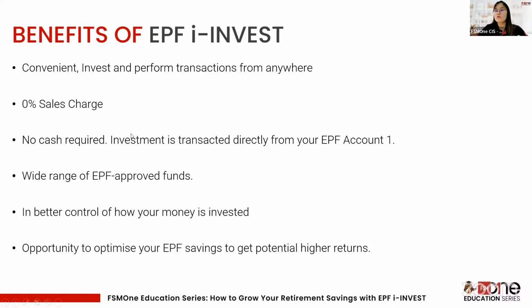The EPF i-INVES portal provides a wide range of EPF approved funds, and you have the opportunity to decide how you want to invest your saving based on your risk appetite, with better control on how your money is invested. Most importantly, EPF has returned dividends averaging from 5% to 6%, and you have the opportunity to optimize your EPF saving to get a potentially higher return. You could certainly earn more than the unit trust funds investment if you are a savvy investor.